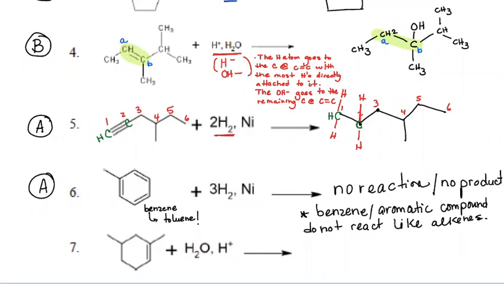Let's go through the last one. Number 7, what kind of reaction is that? A, B, or C? Great, letter B. That's a hydration reaction. How do I know it's a hydration reaction? I have water and acid. It doesn't matter if I start with the acid and then the water, or put first the water and then the acid. As long as you see H plus H2O or H2O H plus, that means hydration.